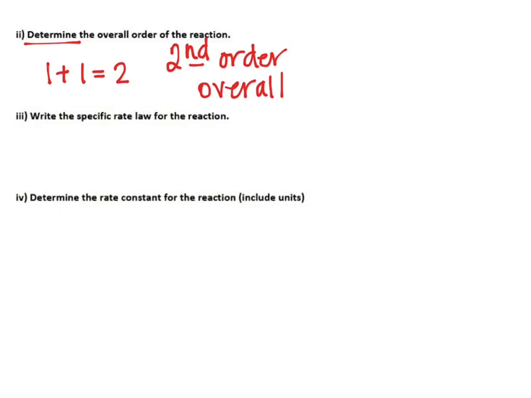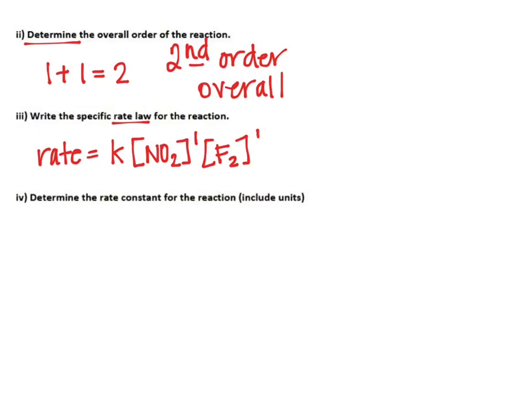Write the specific rate law for the reaction. So now we can write the rate. So rate is equal to K times the concentration of NO2 to the first power times the concentration of F2 to the first power. And do you have to put those ones there? No. Either way is fine. Questions on that?